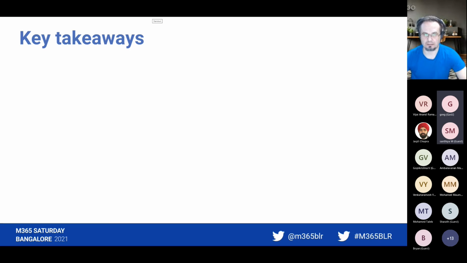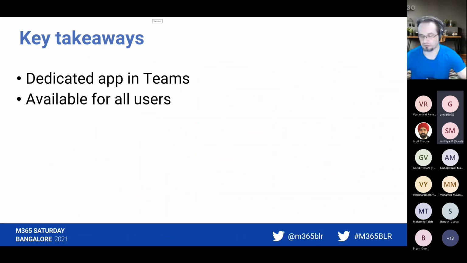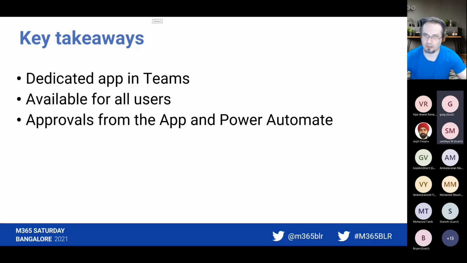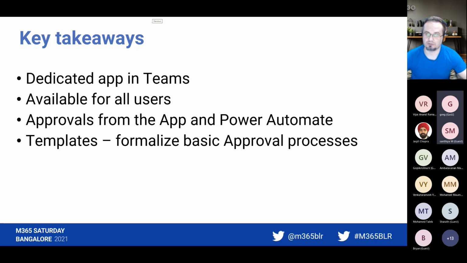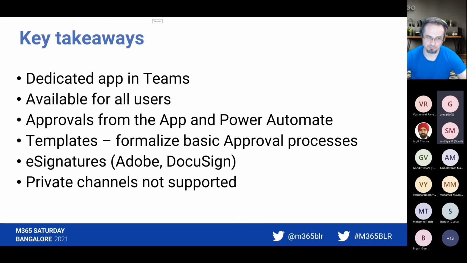And a few takeaways at the end. Dedicated admin teams, easy to use, easy to install. It should be available for all users because it's personal and it's from Microsoft. If you can't see it, you don't have it, so you have to go to your IT and ask for it. Approvals from the app and Power Automate again. Templates, a great way to formalize basic approval processes and create some more formal processes. It's very important. And signatures right now: Adobe, DocuSign. There should be some more in the next year, I hope. And again, private channels not supported.